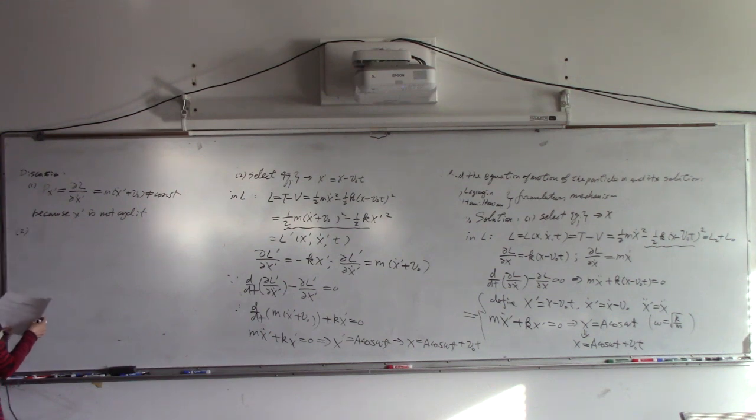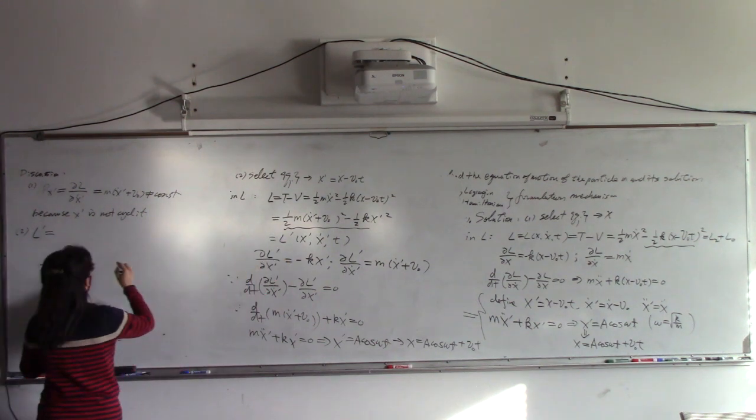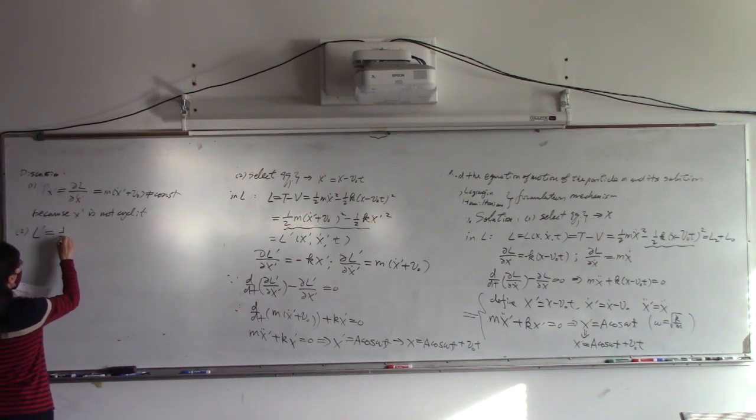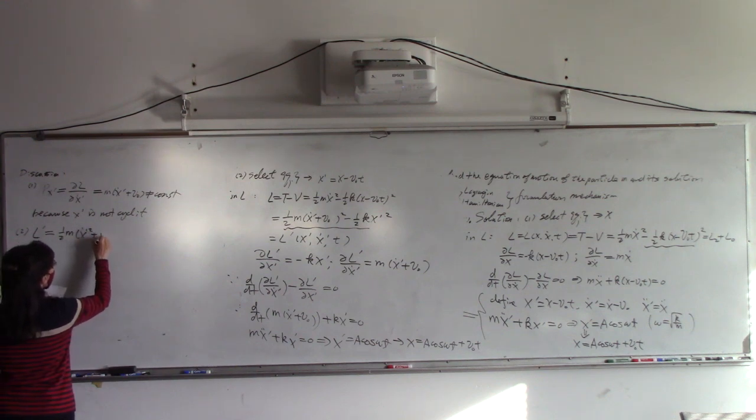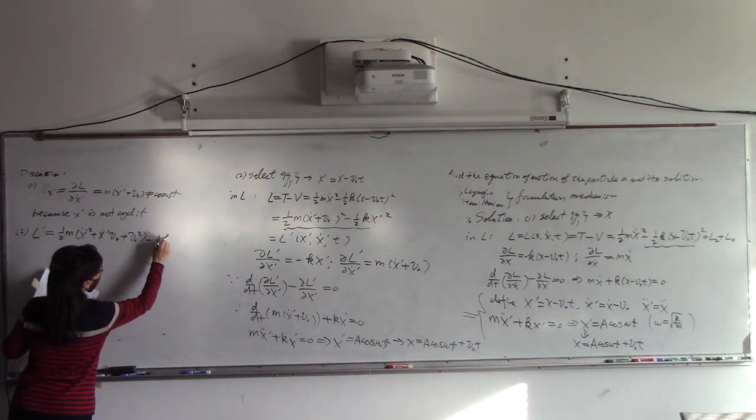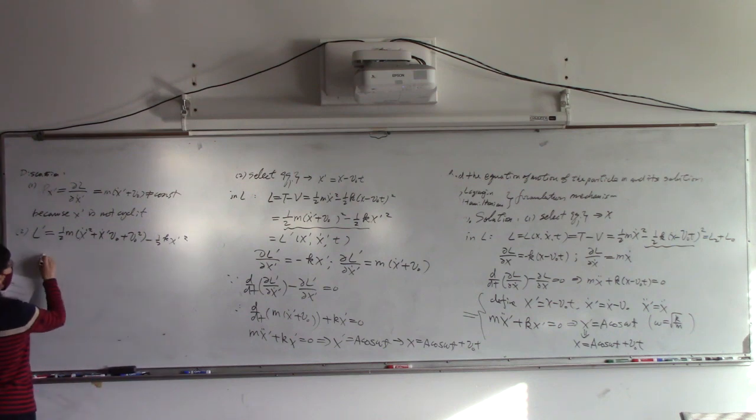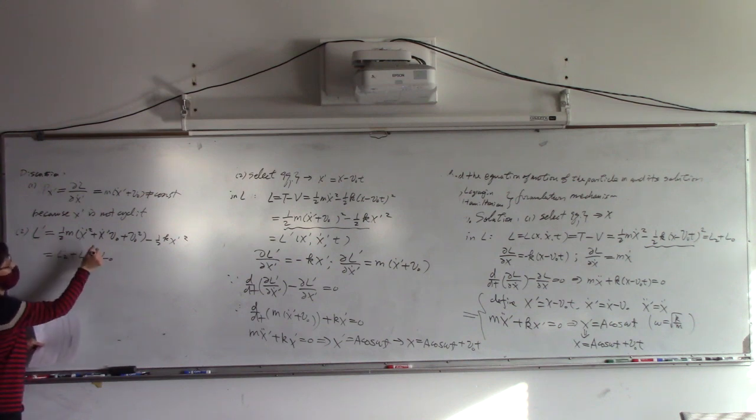Then the second one, L prime. Here we need to rewrite L prime. So L prime is here. If it is expanded, you have half of m x prime dot squared plus x prime dot v naught plus v naught squared, minus half of k x prime squared. Here you have this linear term. So this exists, right?